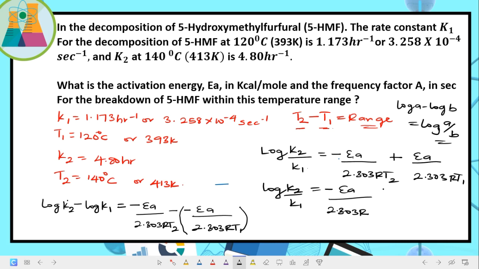So this will be brackets. What will be left here if you use this to divide this? Here will be 1 over T2. That's what will be left here. Then minus, if you divide this, EA will cancel EA, 2.303 will cancel this, R will cancel R. So what are we left with here? 1 over T1.